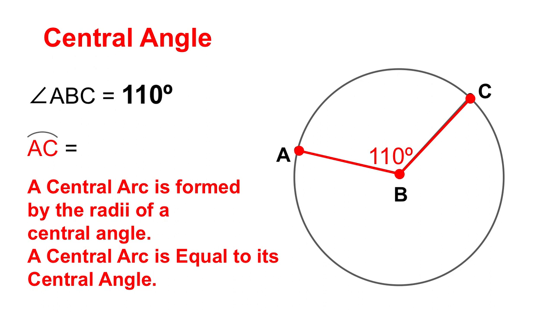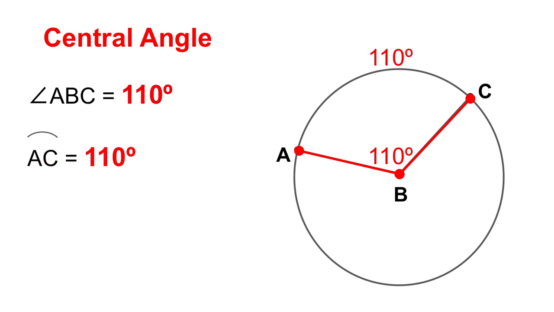This is an example of a central angle that's 110 degrees, and one of the things that you need to know for today is that if you know how big your central angle is, the arc that goes with it is the exact same size. So the arc from A to C, if you follow this around here from A to C, that arc is the exact same size as the central angle. So if your central angle is 110, that means that your arc is also 110.